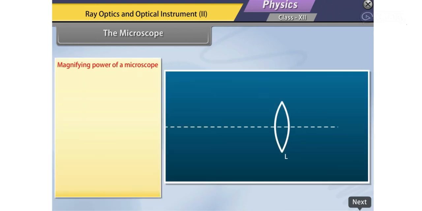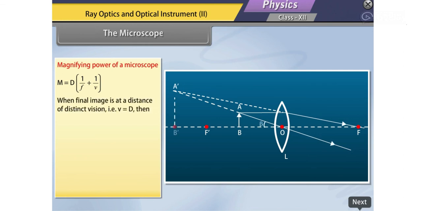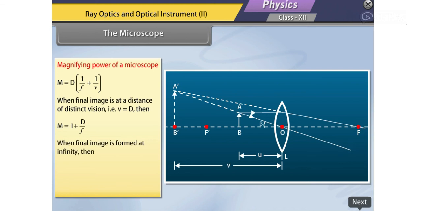Magnifying power of a microscope. M is equal to D into 1 by F plus 1 by V. When final image is at a distance of distinct vision, that is V is equal to D, then M is equal to 1 plus D by F. When the final image is formed at infinity, then V is equal to infinity. M is equal to D into 1 by F plus 1 by infinity, that is D by F.